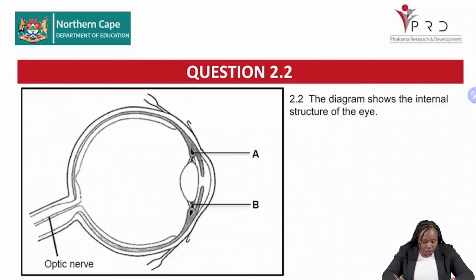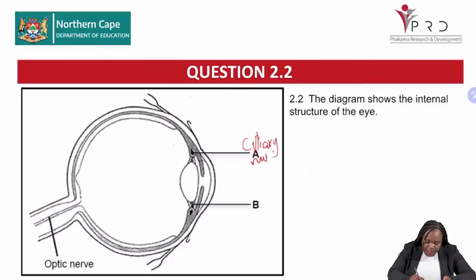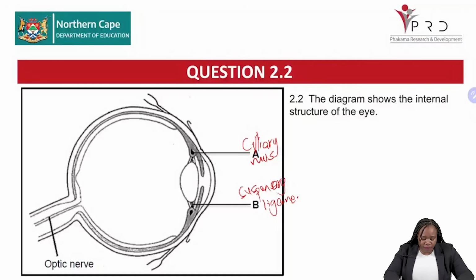Now with 2.2, we are still looking at that eye. Now let's just start by trying to label what we have here. We have the ciliary muscles and the suspensory ligaments. I think once we start seeing these, we can think of processes such as accommodation, because these are the muscles that are involved in accommodation. However, let's just have a look at our questions and see what they have for us.